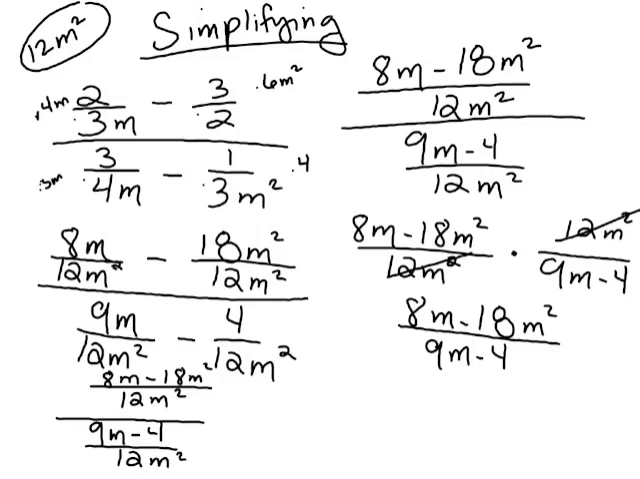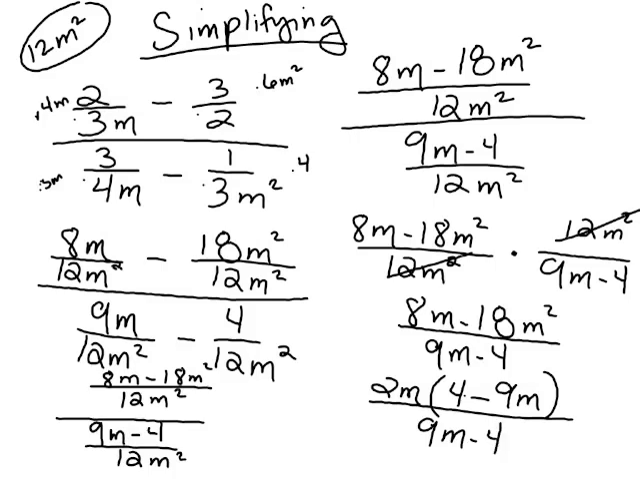Is there a way that I can do it? Can I do anything? Okay, what can I do? If I take a 2m out from the top, 2m times 4 minus 9m. That's starting to look similar. 9m minus 4. What do I know about that? Okay, I can turn that into a 9m minus 4 if I make this a negative 2m. So then those terms would cancel. And that's what I'm left with, negative 2m.